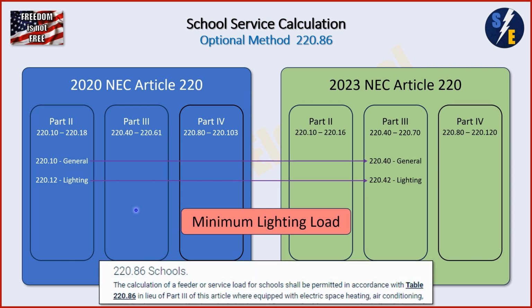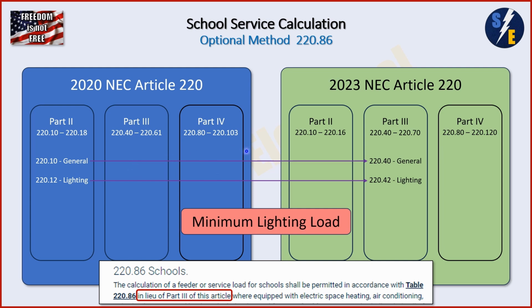However, if you look at 220.86, which is schools, the optional method, it says the calculation of a feeder or service load for school shall be permitted in accordance with table 220.86 in lieu of part 3 of this article, where equipped with electric, space heating, air conditioning, etc., etc. So this part right here, in lieu of part 3, what it's telling us is we don't take part 3, which is a standard method for demand factors, when we're doing this optional calc. This is found in part 4, and so we leave out part 3 and we're just using part 2. We're basically using all the loads from part 2 and then applying a demand factor in part 4.